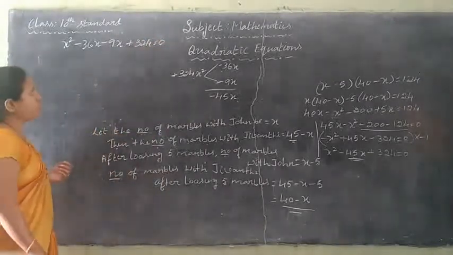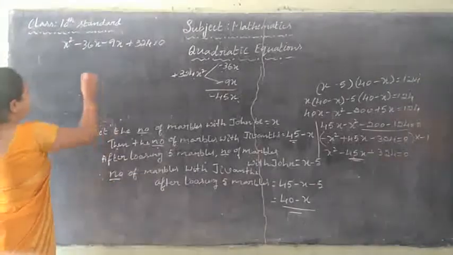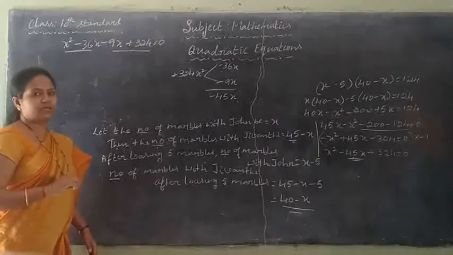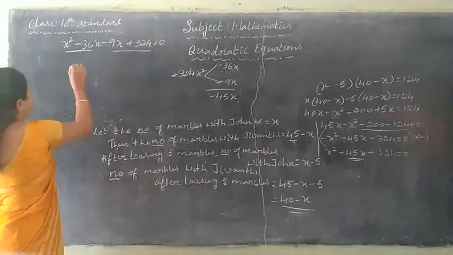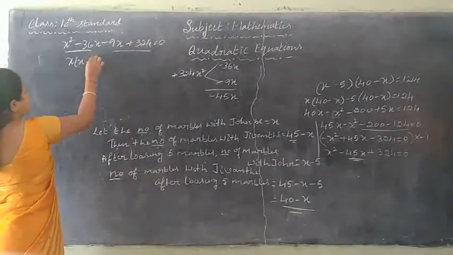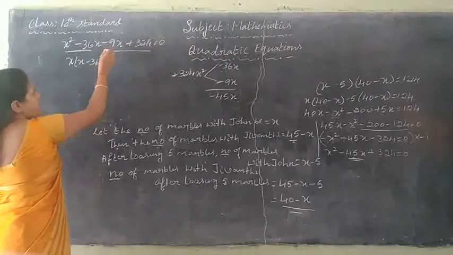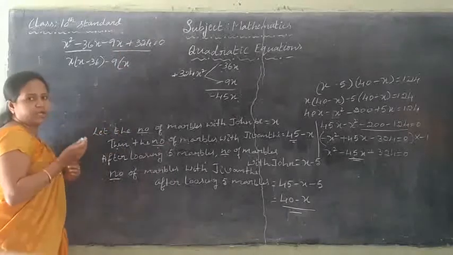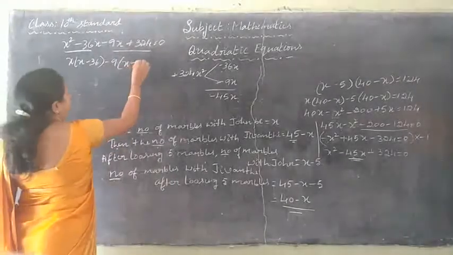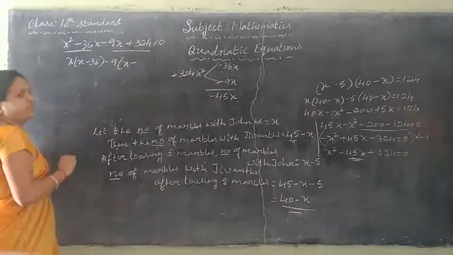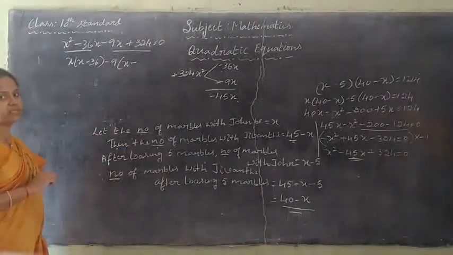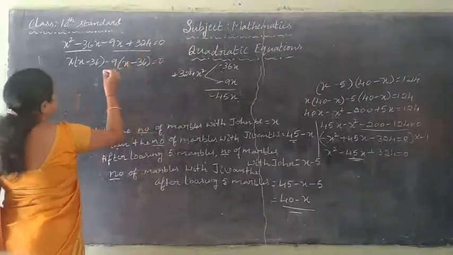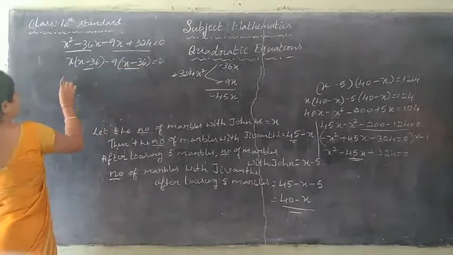Got it? Okay. Now we will make the groups, children. In the first group, what can we take as common? Can we take x as common? Yes. Take x as common. Then the remaining is x minus 36. Here also take minus 9 as common, children. Yes. Plus is there. We have already taken minus as common. So it will become minus 9. How many times does 9 divide 324? 36 times. Got it? x minus 36 is equal to 0. Now x as common.